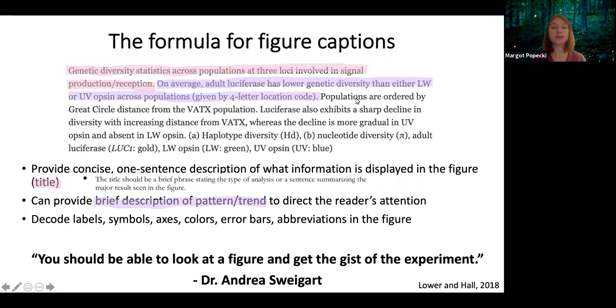Next, you'll see them spending a lot of time decoding these different components of their figure. They're saying what A and B stand for or signify. They're explaining these abbreviations and colors. They're really making it easy for the reader to break down the figure and understand what's going on.